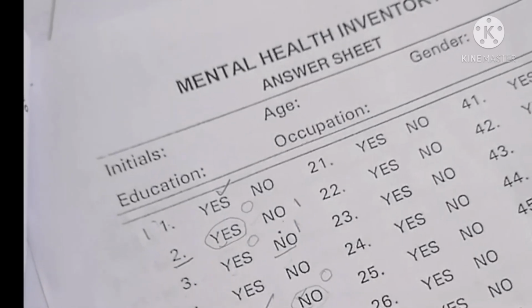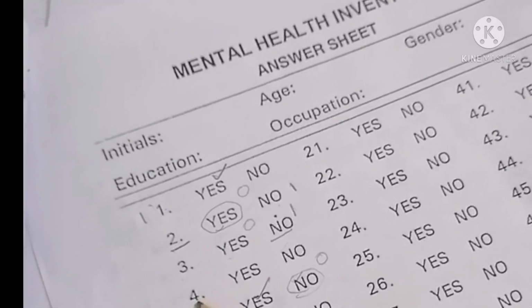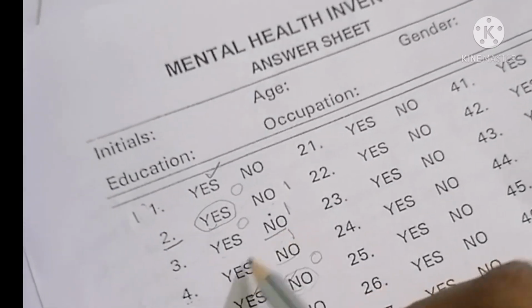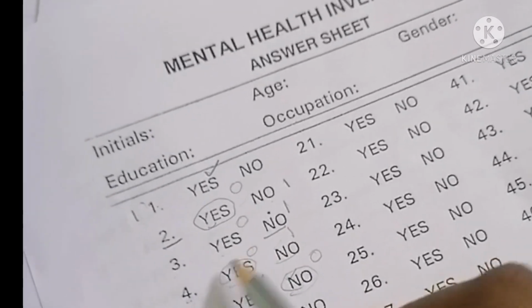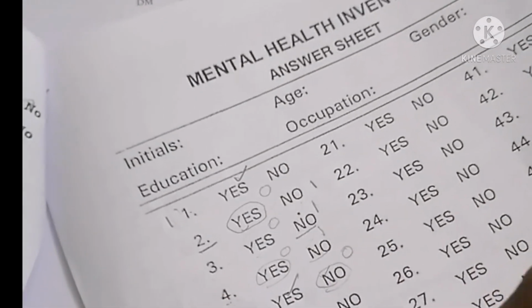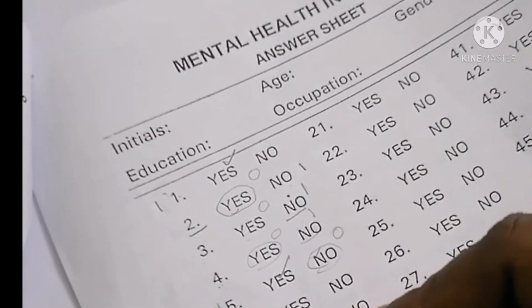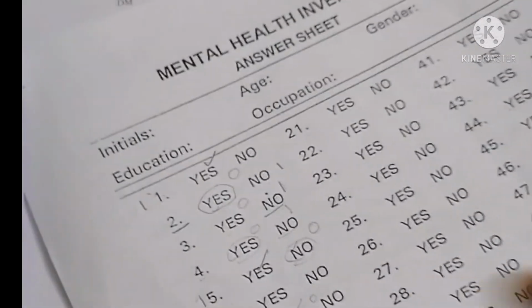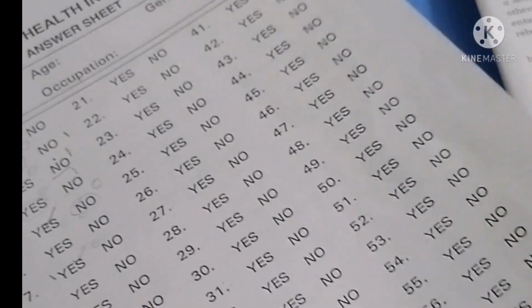The fourth question is a negative question. So if your answer is no, it's a 1 mark. If your answer is yes, it's a 0 mark. Like that, for 7, 8, 9, which are positive responses, if your answer is yes, you put a 1 mark. If your answer is no, it will be a 0 mark. Like that, you score all these questions.